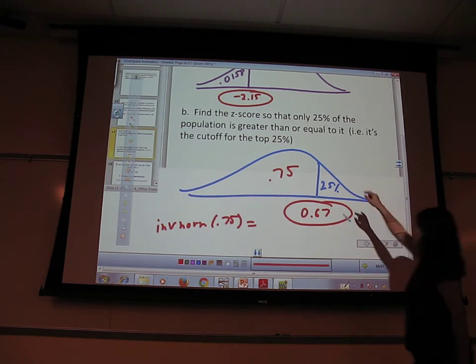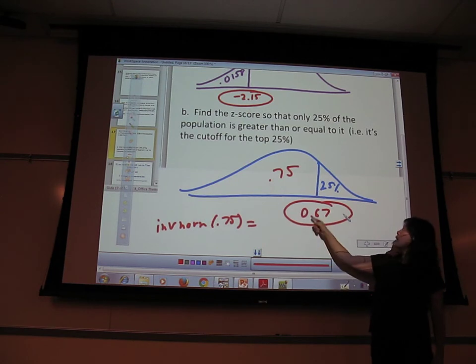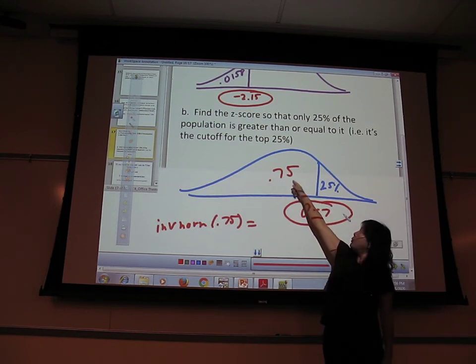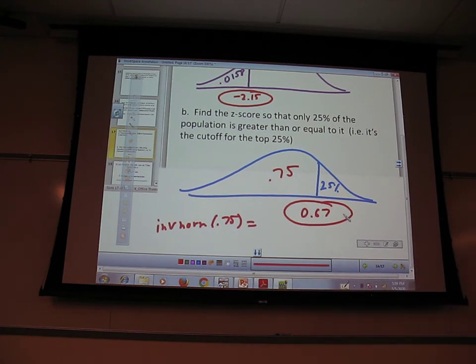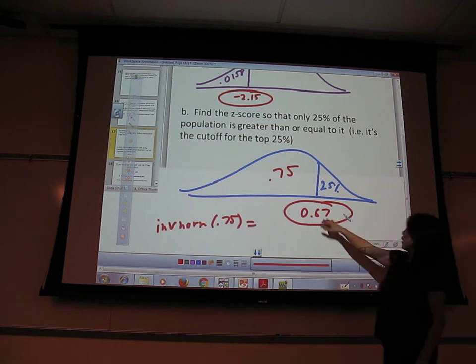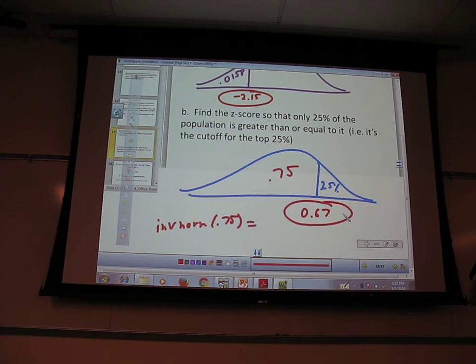Remember, z-scores, 2 decimal places. Areas, you could go out to 4 decimal places. Especially on the homework. If you don't do 2 decimal places on the homework for your z-scores, and 4 for areas, then you're going to get errors all over the place. It's going to kick back your answers all the time, because it assumes you're using a z table, and we're not using z tables.